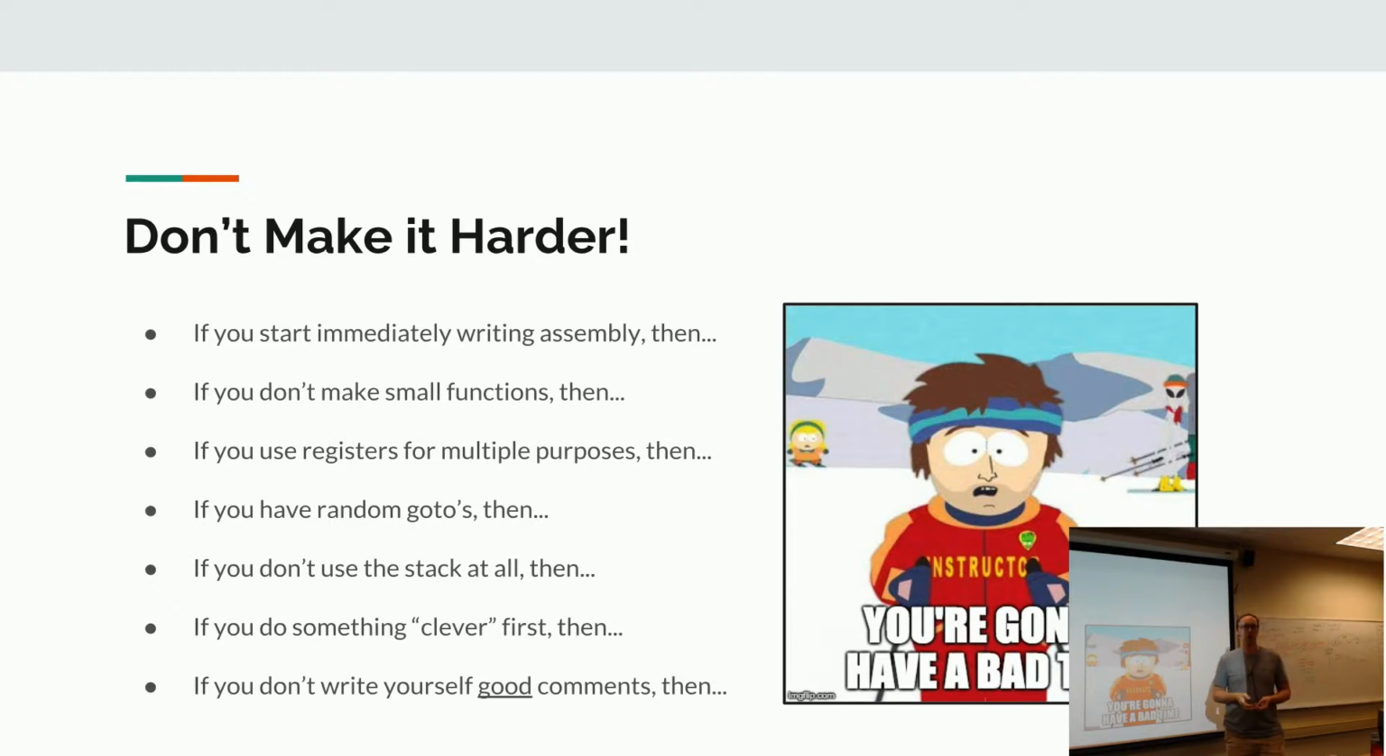If you have random jumps, you're going to have a bad time, because then you've got this really weird control flow. You want to have a well-defined control flow in your program. If you don't use the stack, then you're going to have a bad time, because you don't have any persistent storage. You're basically just making a functional program. The stack is there for you, and it makes your life easier in assembly.